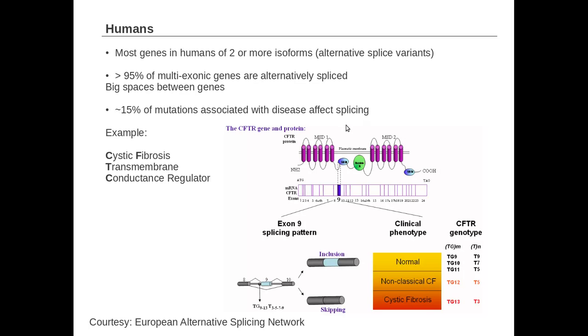So it's not that these types of things are unusual or foreign. It turns out that when you look at the total spectrum of disease-causing mutations in humans, roughly 15% of them are mutations that affect splicing.